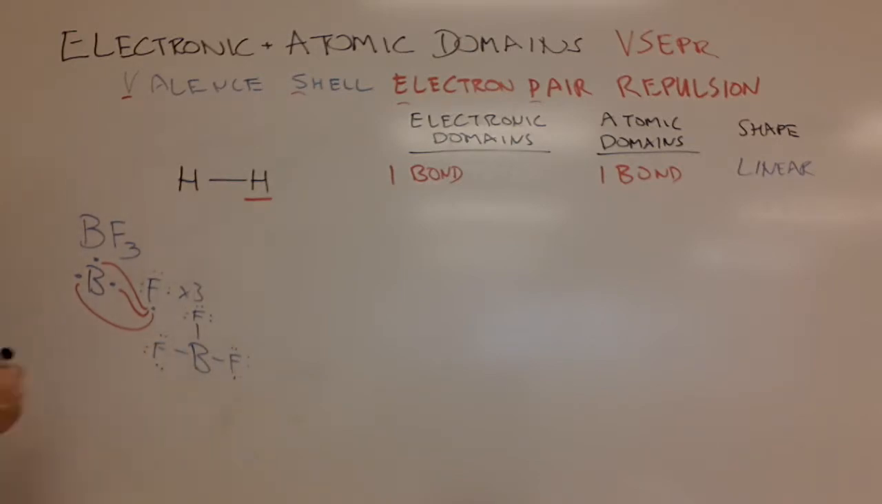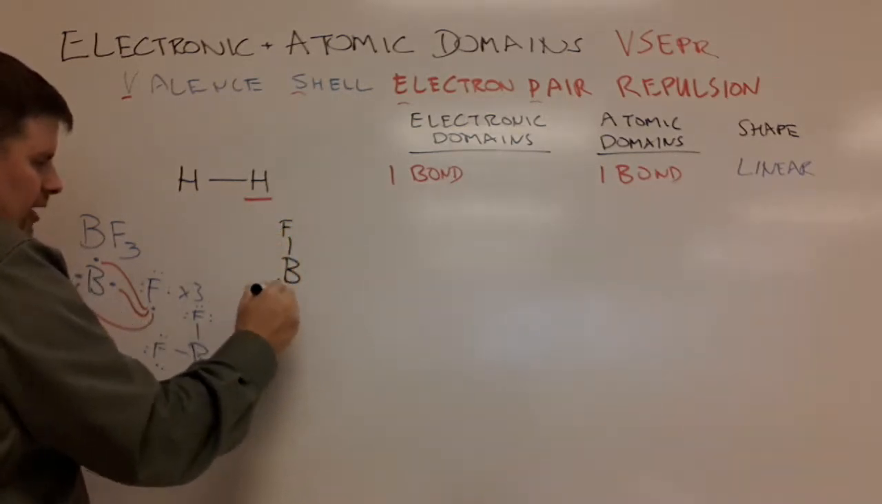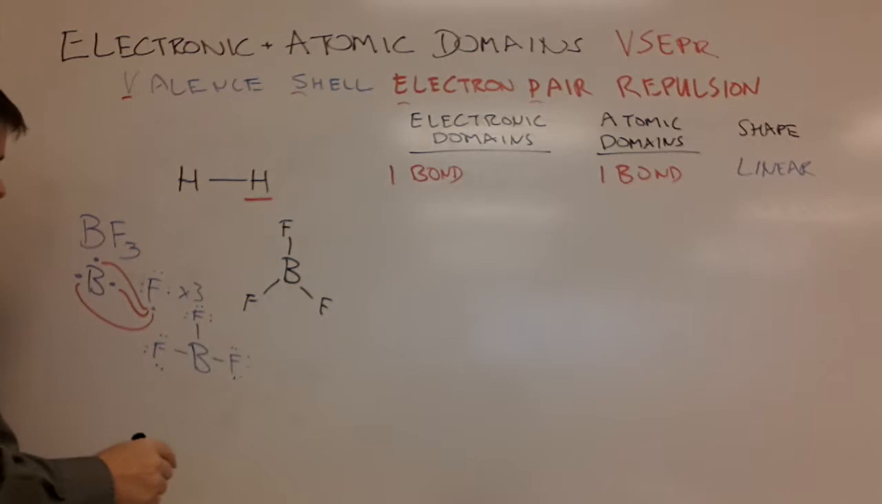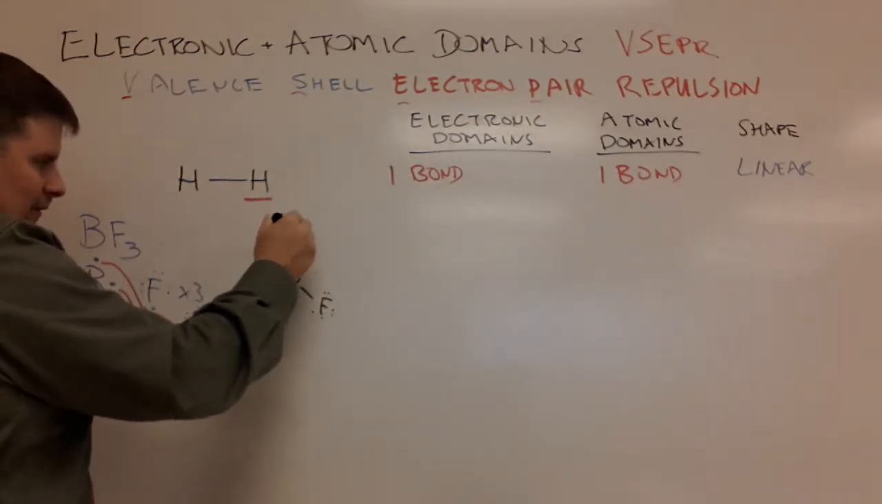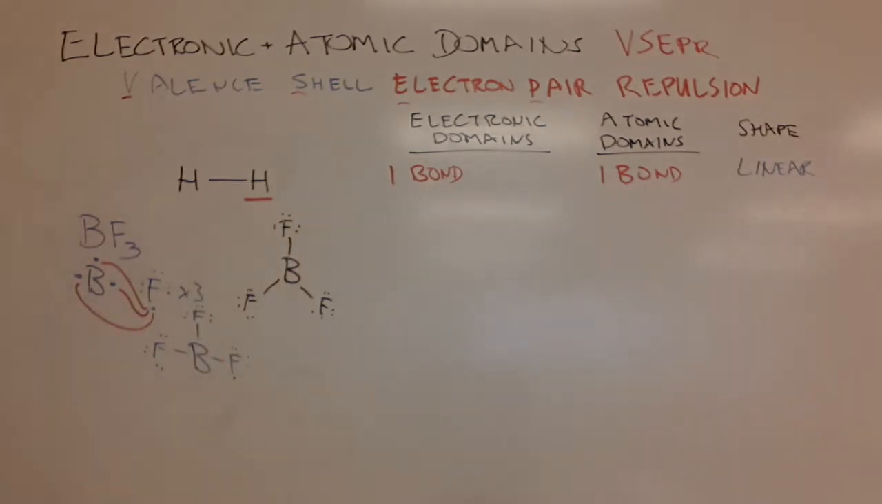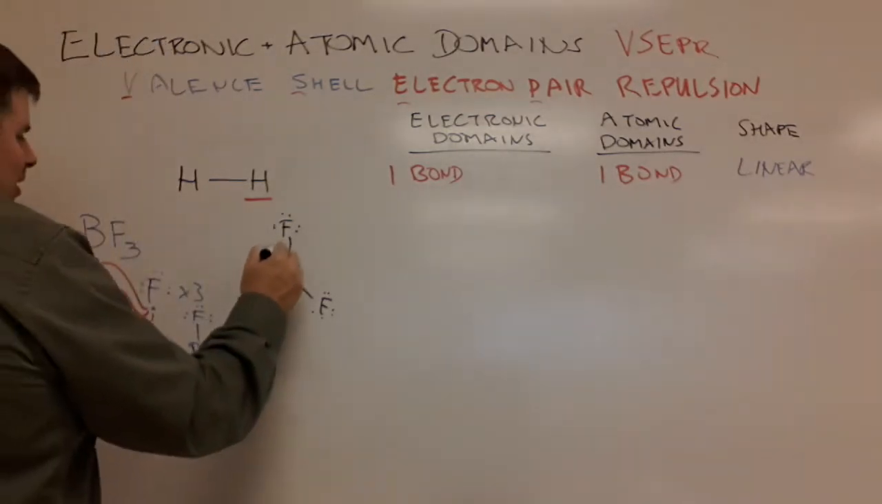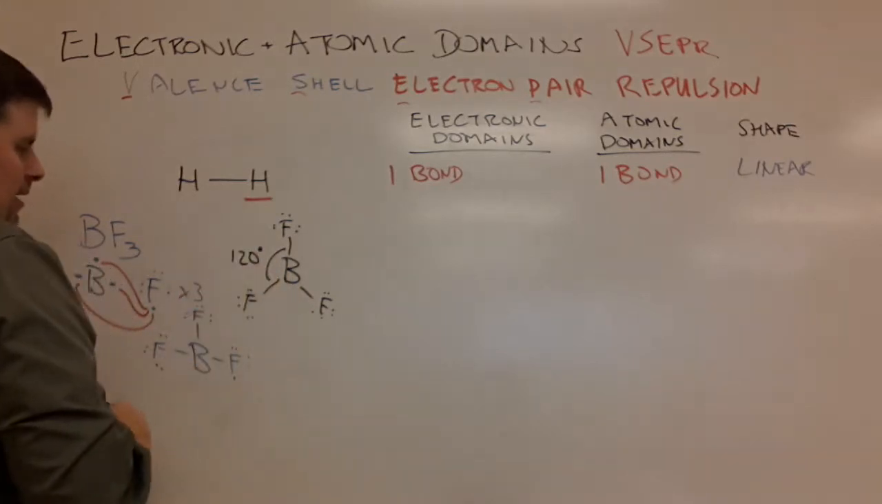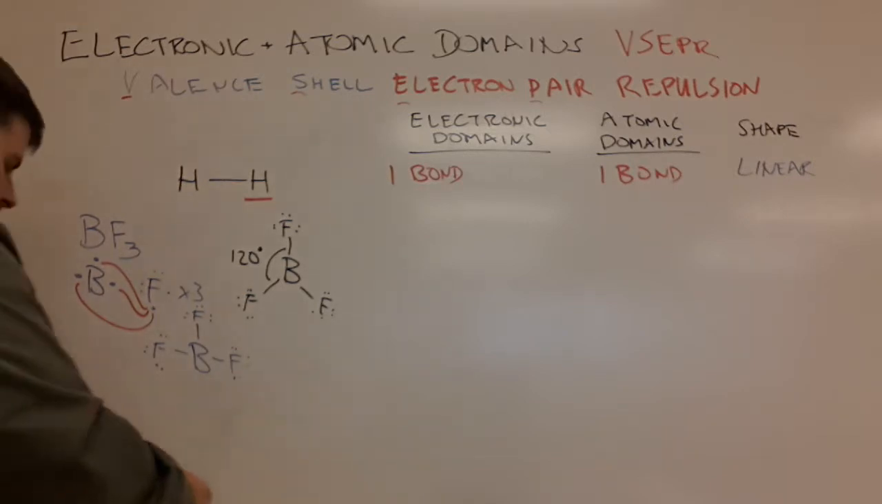What I'm going to get is a boron here with a fluorine and a fluorine and a fluorine. And all of the angles have to be the same. So what is the angle here? Well, if you think about this kind of looks like a triangle, what's the bond angle from the central point of a triangle? 120 degrees. Good. So that's 120 degrees away from each other. So for BF3, how many electronic domains do I have? I have 3 bonds.